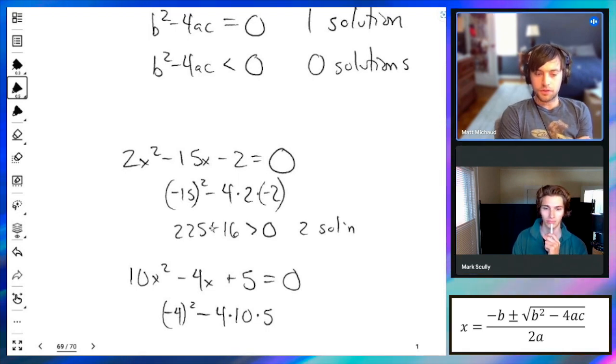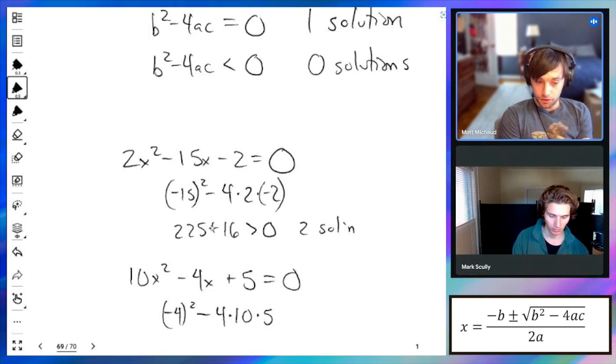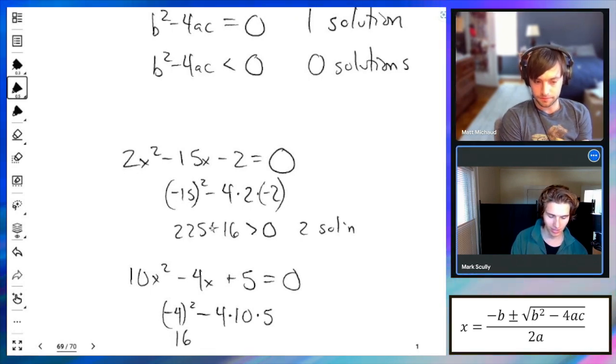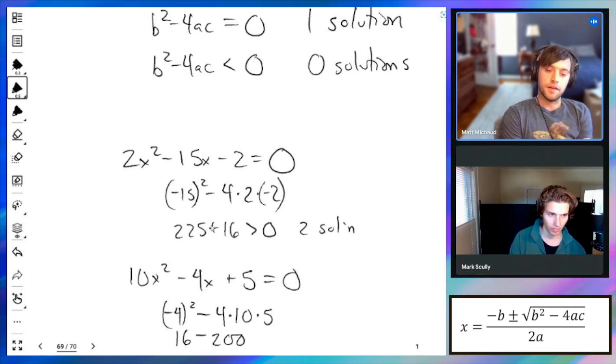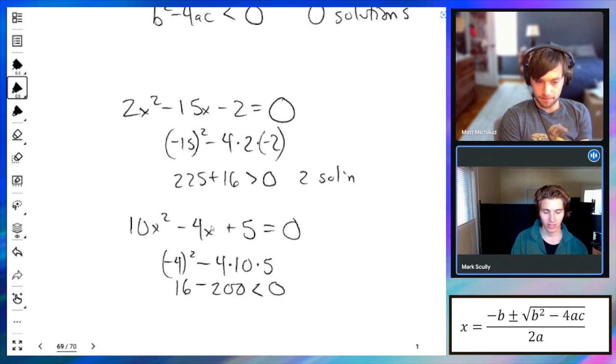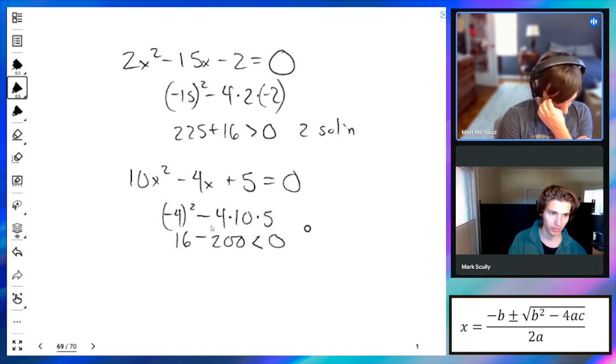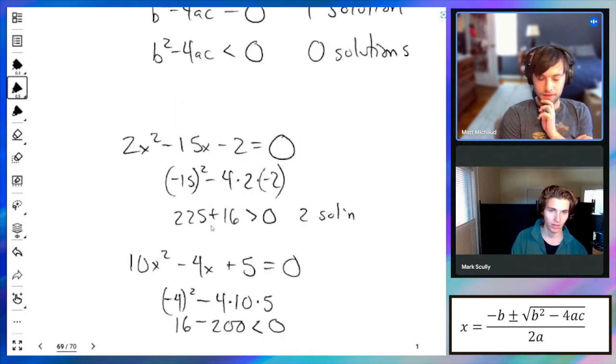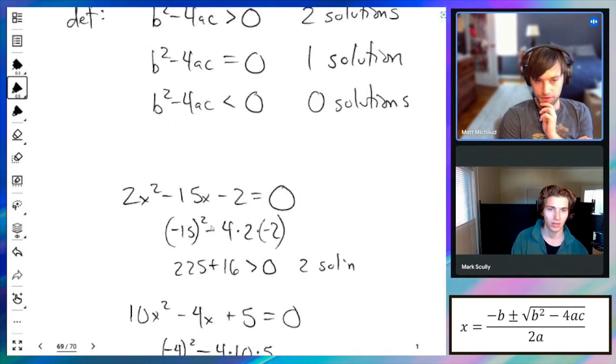So negative 4 squared is 2. Careful, negative 4 squared is 16. Oh, 16. I think you took the square root. Yeah, I did. Minus 200. And that would be negative 184. Right, so it's less than 0, right? It's less than 0, and would that mean that there is 0 solutions?